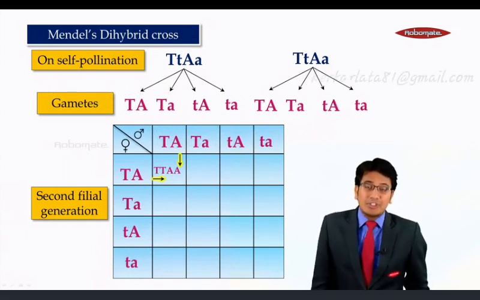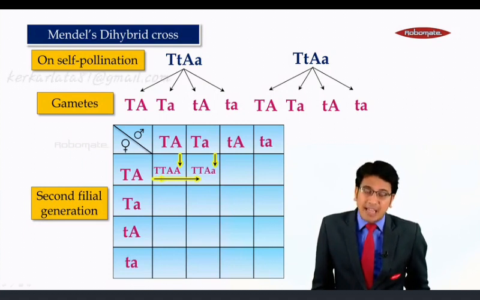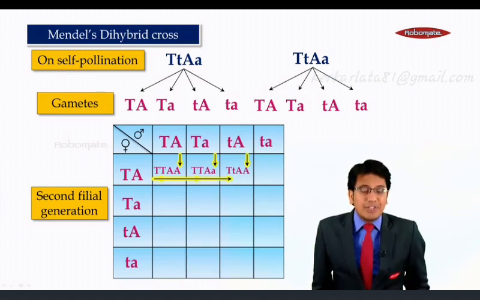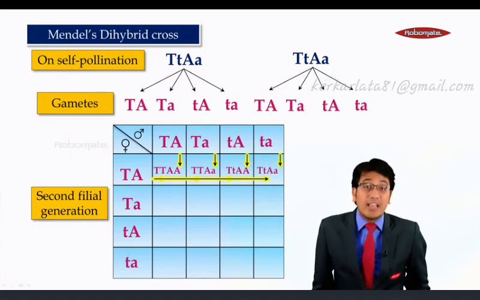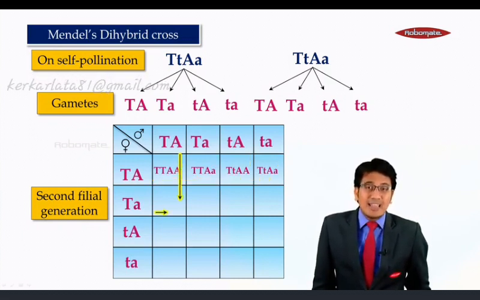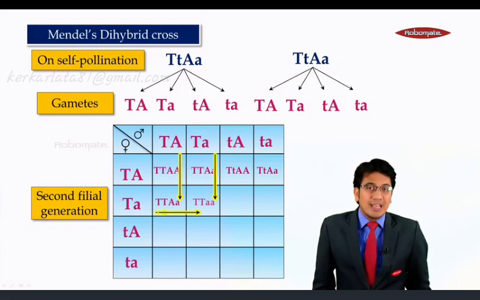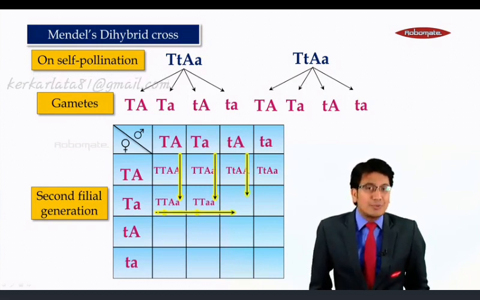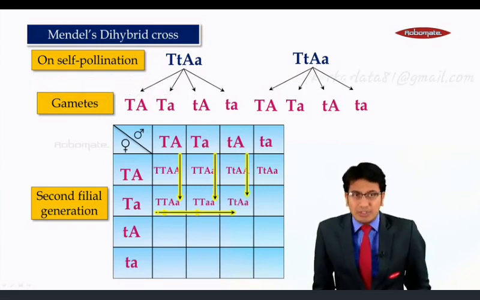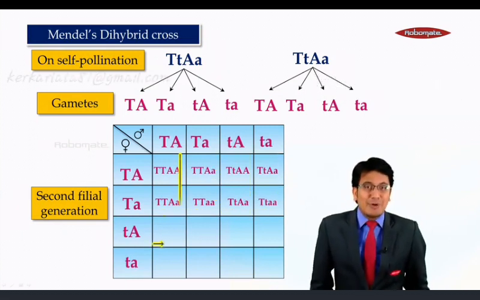The first cross he got capital T, capital T, capital A, capital A. The second he got capital T, capital T, capital A, small a. And then he got capital T, small t, capital A, capital A. And one more he got capital T, small t, capital A, small a. Then he took the second female with the first male. He got capital T, capital T, capital A, small a, capital T, small t, capital A, small a, and capital T, small t, small a, small a.